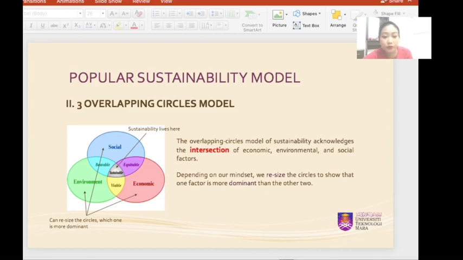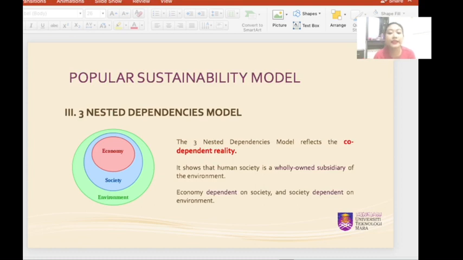I will go to the next one, which is the three nested dependencies model. The three nested dependencies model reflects the codependent reality. It shows that human society is a wholly owned subsidiary of the environment. Economy is dependent on society and society is dependent on environment, as you can see here. Economy is over here, and then followed by society and then environment. Have to remember this one, yeah.